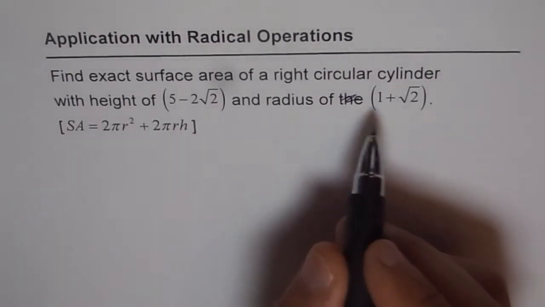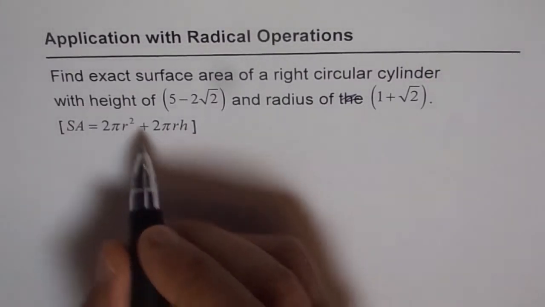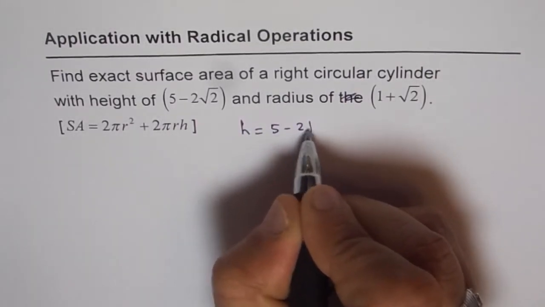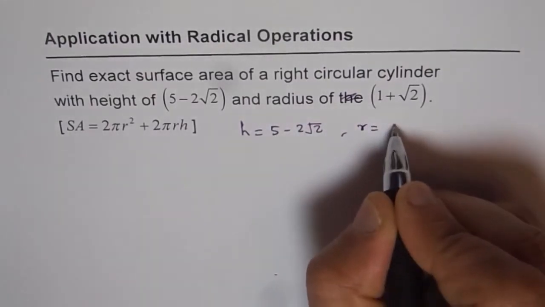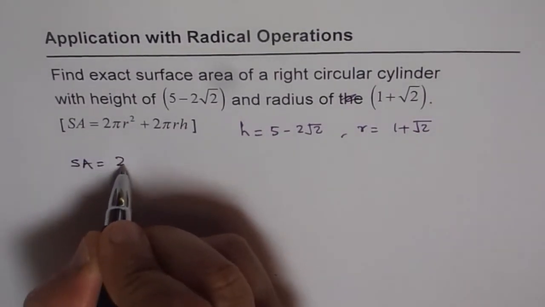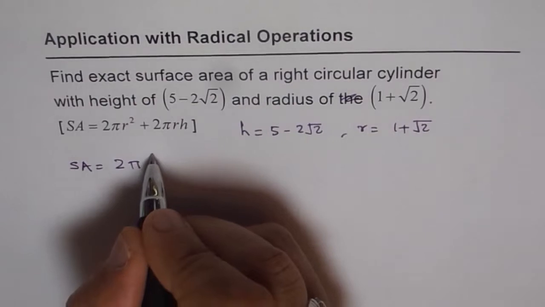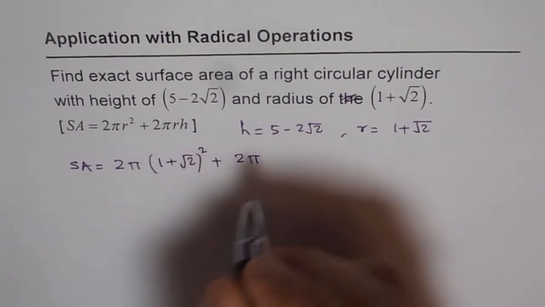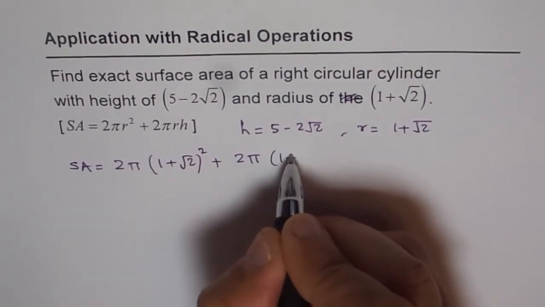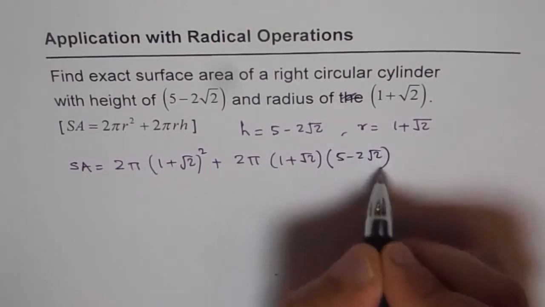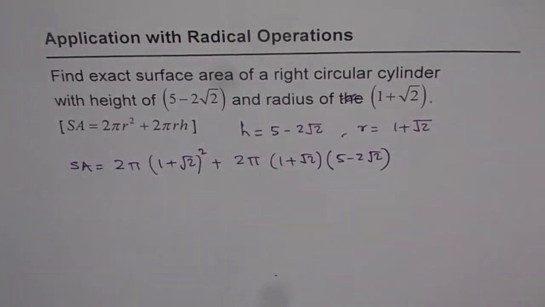Now, when you are given a question like this, you can write what height is. So you know height is equal to 5 minus 2 square root 2 and the radius r equals 1 plus square root 2, right? And we know the formula, surface area. So we know surface area is 2 pi r square, which is 1 plus square root 2 whole square, plus 2 pi rh, and r is 1 plus square root 2 and h is 5 minus 2 square root 2. So you have this formula and you can really work with this and get your answer.